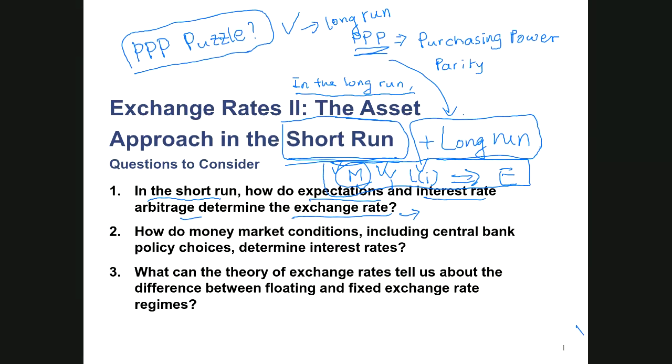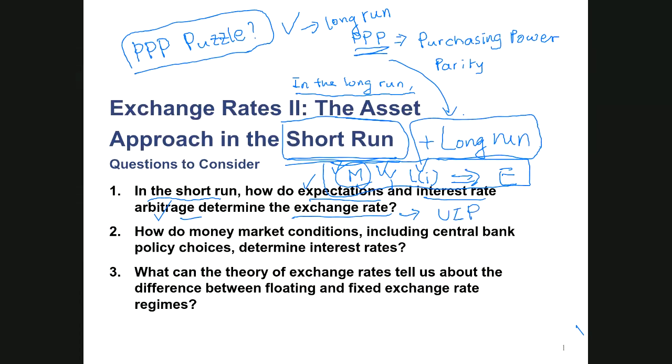So this should somehow ring a bell to you. When you see expectation and interest rate arbitrage, which parity will you think about? Which parity do you think is the most important one that we are going to explore in this chapter? When it comes to expectation, it is supposed to be the UIP.